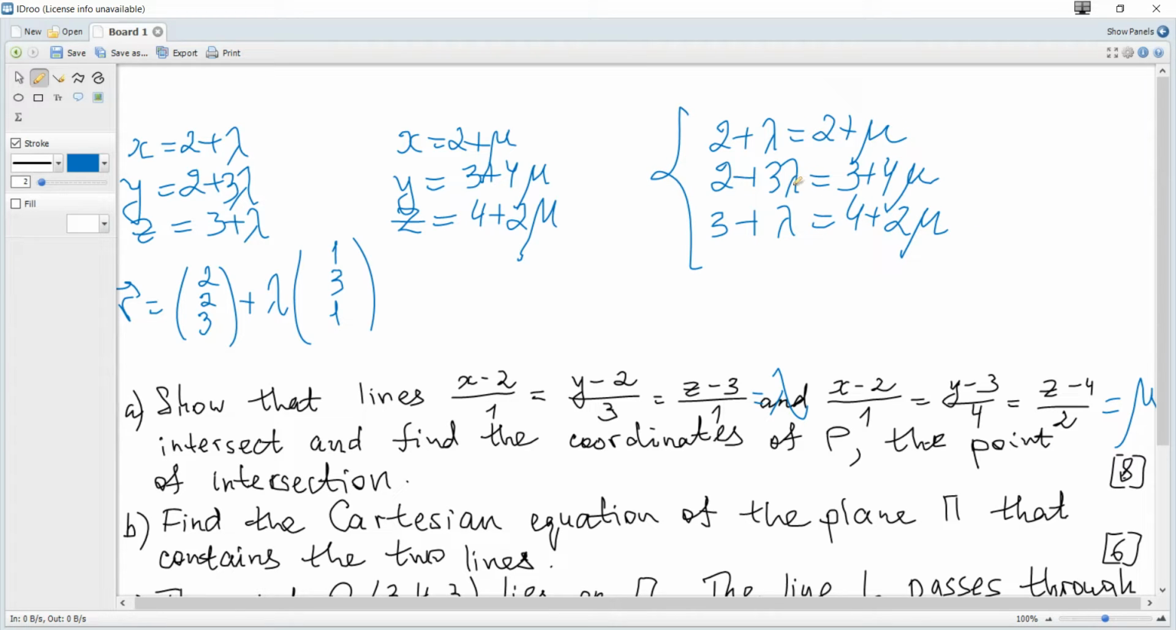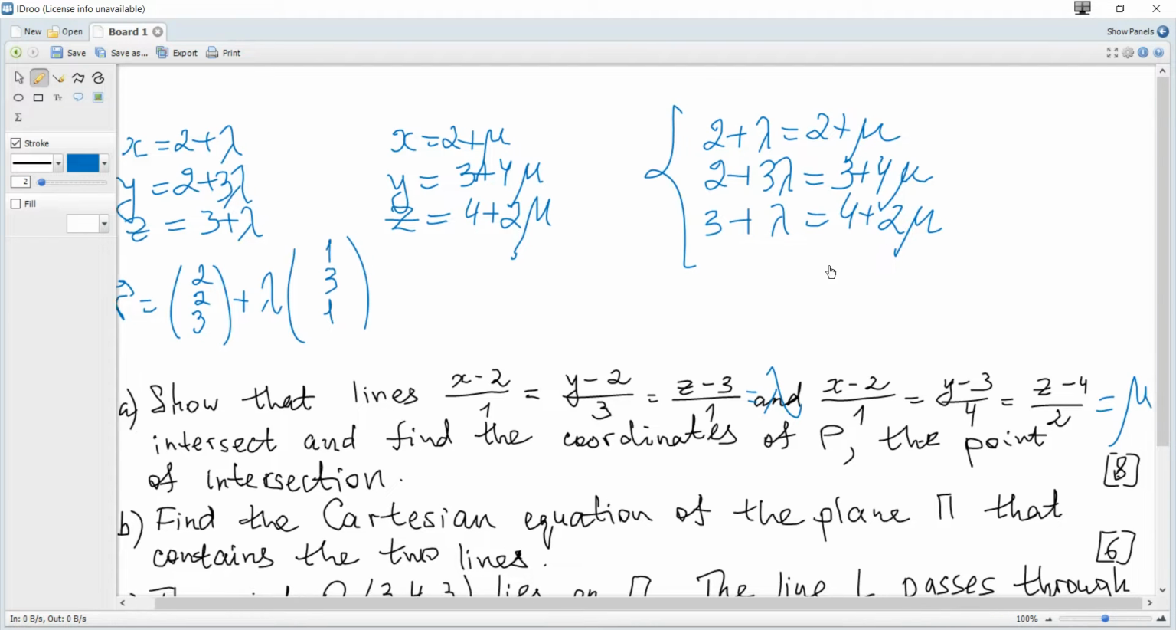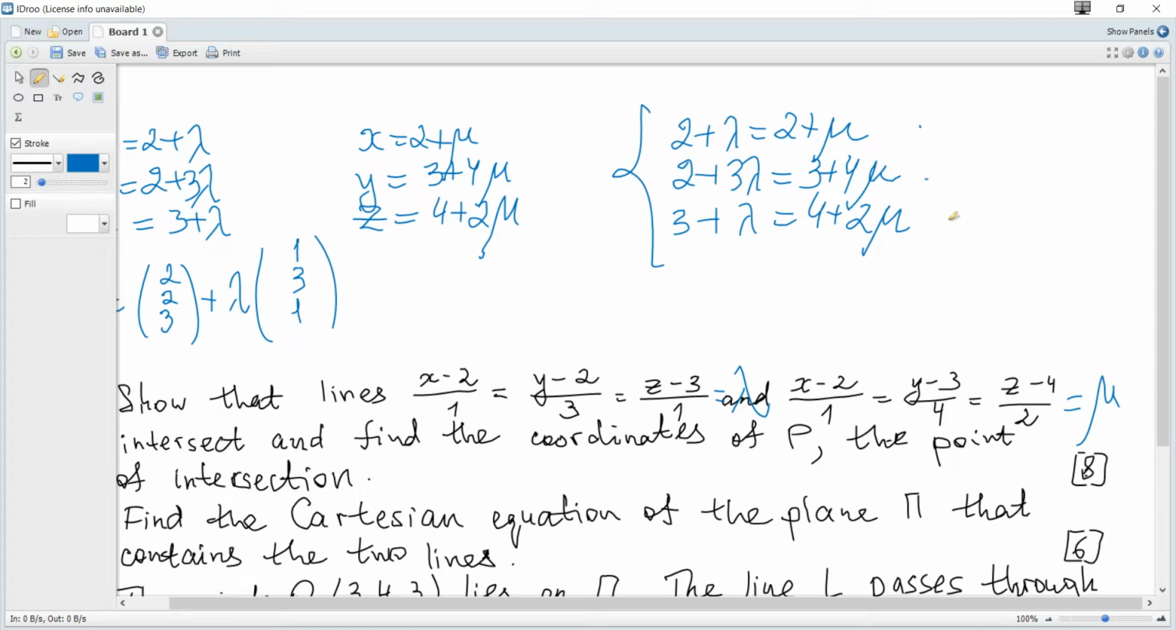And we can see that there are two unknown variables and three equations, so we choose any two equations, for example the first and the second, and solve for lambda and mu. From the first we can see that lambda is mu, and the second becomes 2 plus 3 lambda is 3 plus 4 lambda, hence lambda is -1 and mu is also -1.